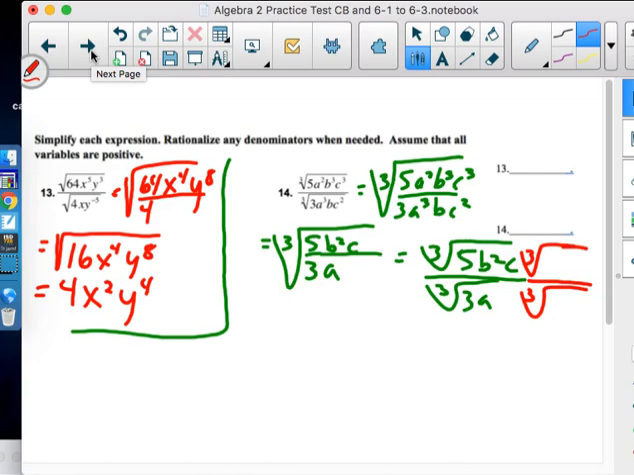How many more 3s do I need, though? 2 of them, because I need it to be 3 to the third. So I'm going to need a 3 squared on the top and the bottom. The power has to match the index. How many more A's am I going to need? Going to need 2 of those as well.